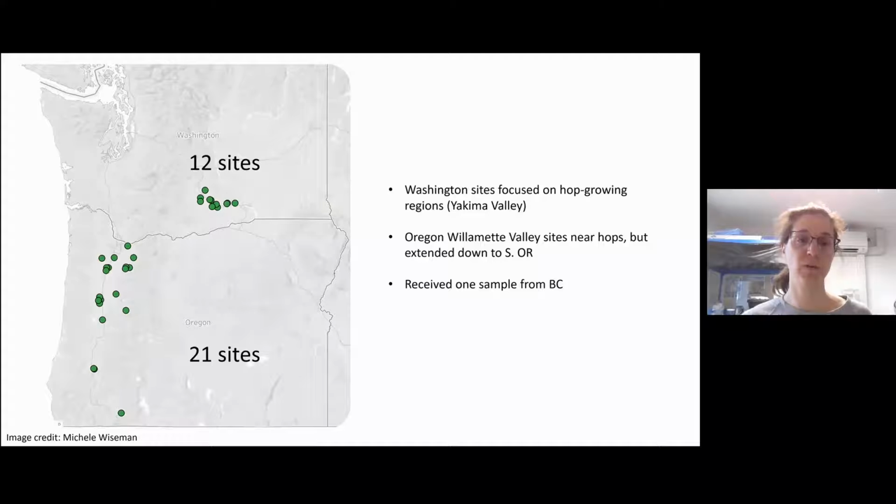And then in Oregon, we have a little bit of a wider range. We focused a lot of the samples here where I'm located in the Willamette Valley, because that's where most of the hops production is in the state. And then we also hit a couple sites further south, as these are major hotspots for hemp production in the state. And thanks to a collaborator of ours, we also received one sample from BC.